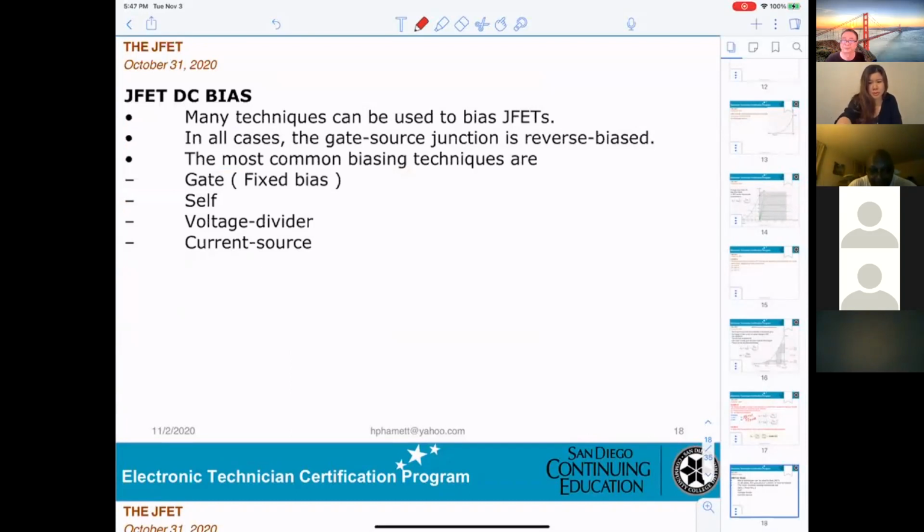In one case, the gate source junction is reverse biased. The most common bias technique is the gate bias or fixed bias. The second one will be the self bias. The next one is voltage divider bias. That's what we will go through. We will not pay attention to the current source bias.